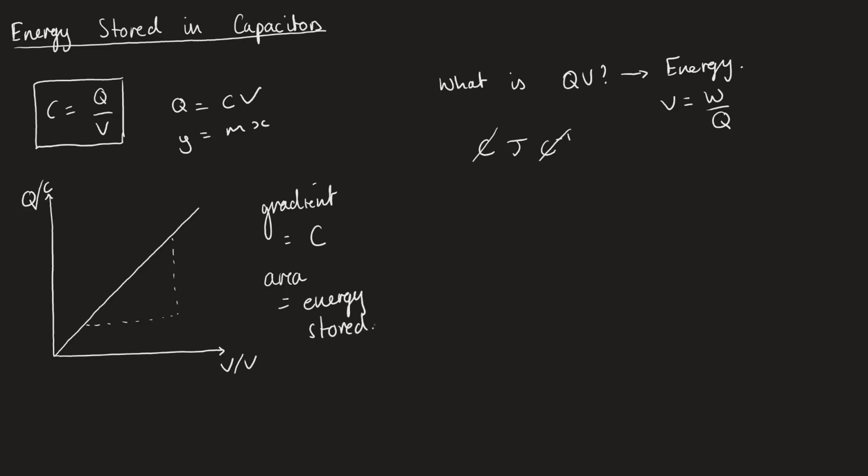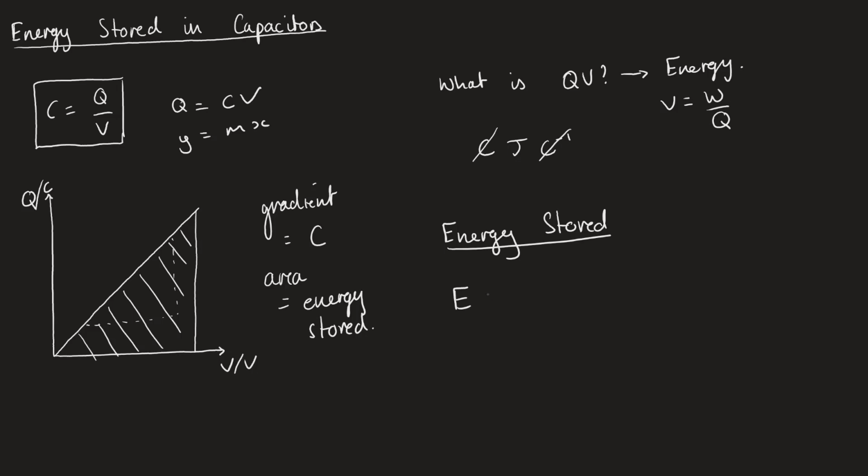Okay, so we get that Q times V is the energy stored, but this area here is actually a triangle. So now we can formulate an expression for the energy stored, which we're going to call E, to be Q times V divided by 2. So that's a half times the base, which was V, times the height, which is Q. Okay, so this is your first equation for the energy stored by a capacitor.